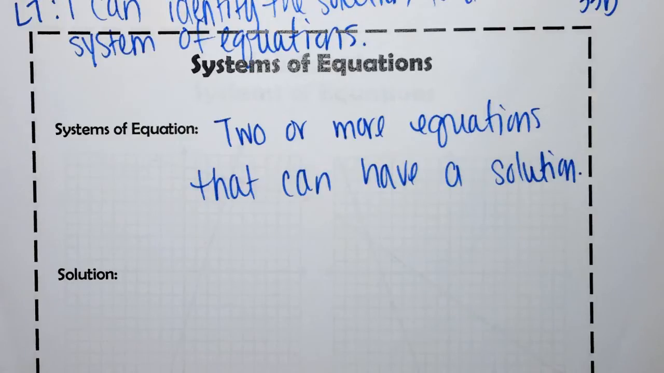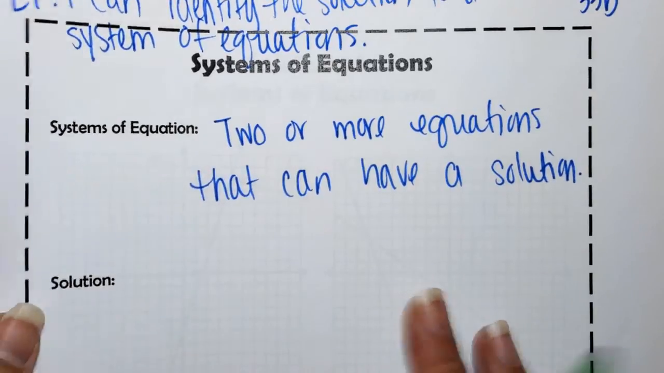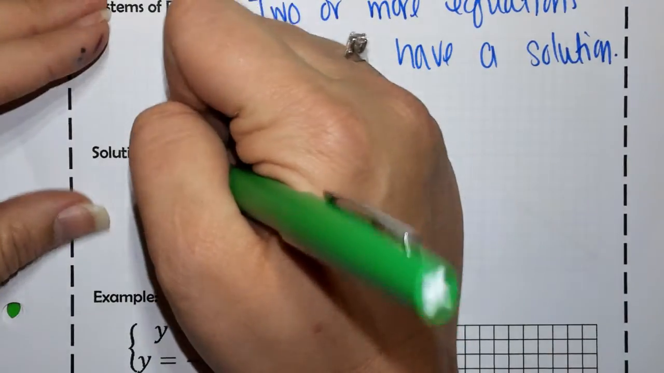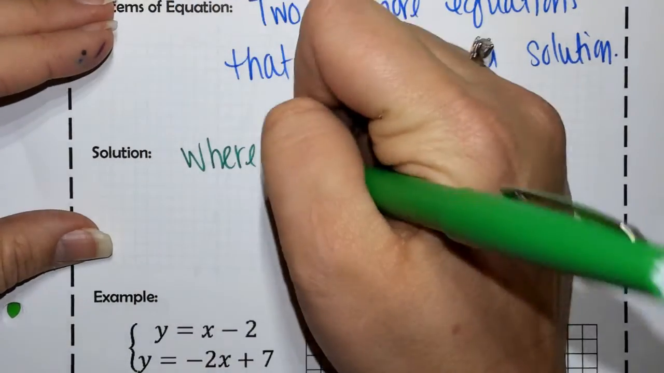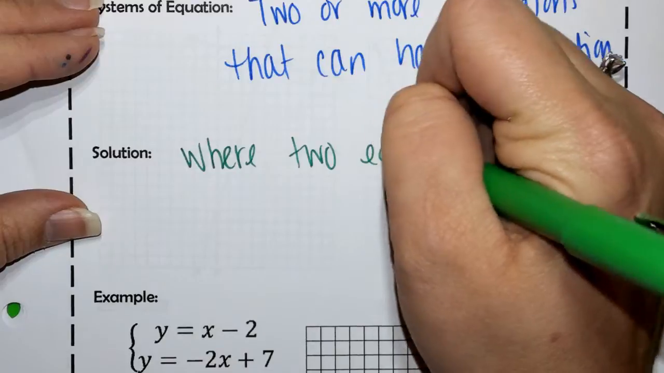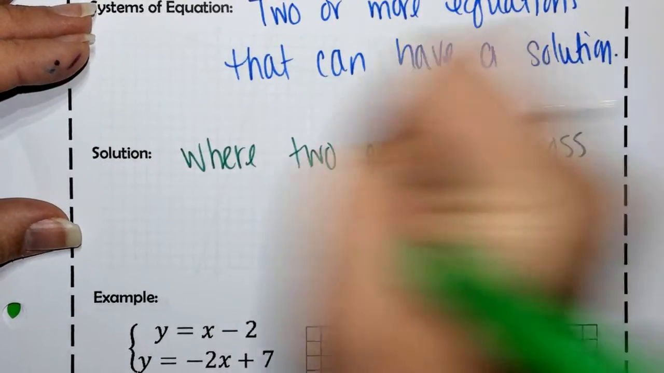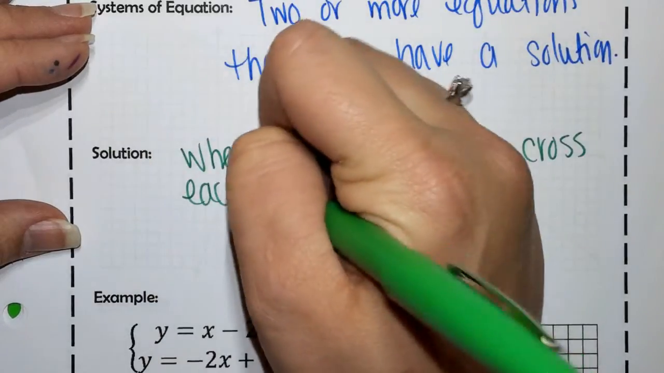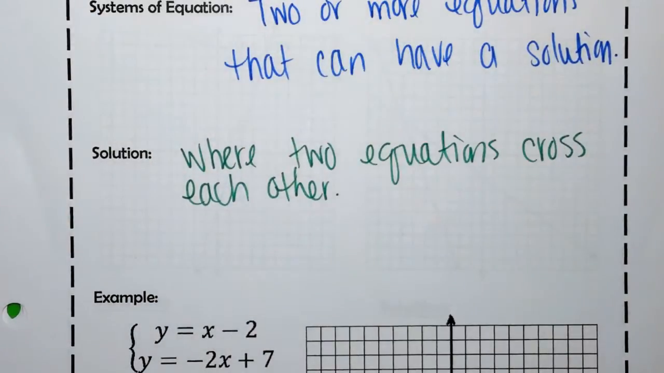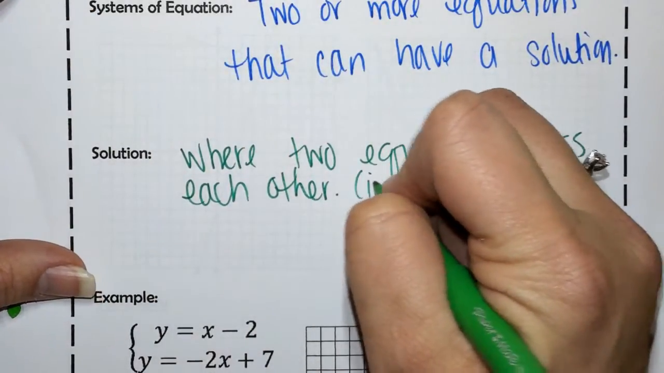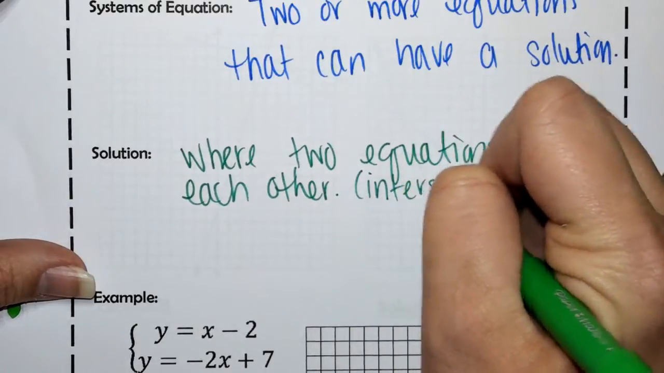Okay. Alright, so the solution is where two equations cross each other. What's a fancier word that we can say than cross each other? Intersect. Fantastic. Give your team a point.